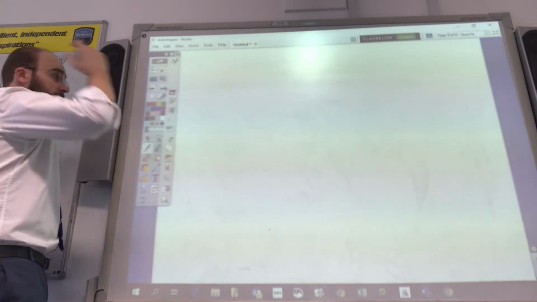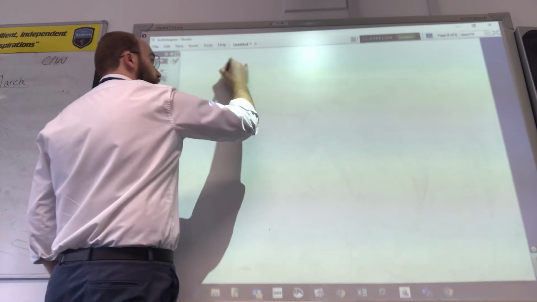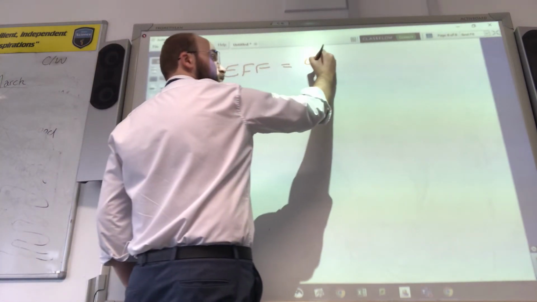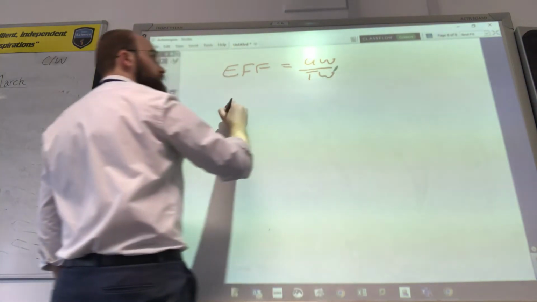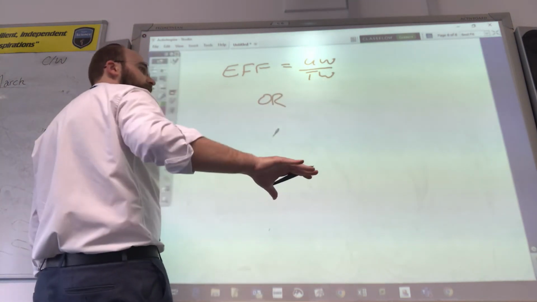Another thing I just thought about as I was doing that, efficiency can either be useful work divided by total work, or, sorry, let's just do a quick.